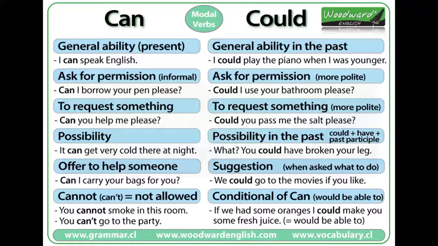If we had some oranges, I could make you some fresh juice. What is a conditional clause? The conditional clause always has two terms, the if term and the resultant term. In the if clause we have, if we had some oranges, meaning अगर हमारे पास कुछ oranges होते, it means oranges were not there. I could make you some fresh juice. So what is the condition? If you had some oranges, only then I would be able to prepare fresh juice for you. So this is the condition.